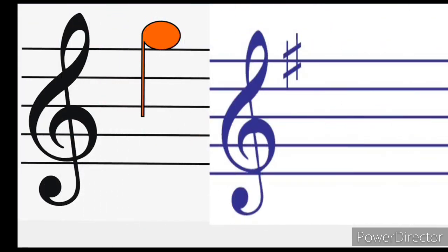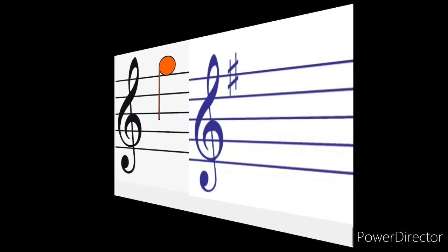Then the third question I want to ask, look at these 2 staves. Can you differentiate them? The one to the left that has the orange note, what scale is this? The one to the right that has 1 sharp, what scale is this one?